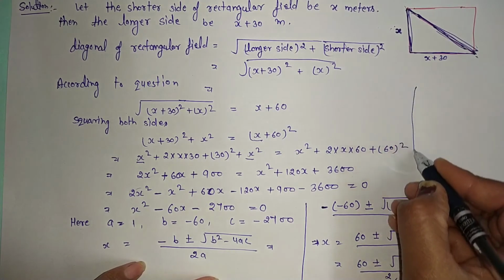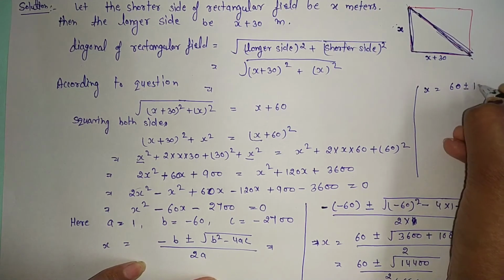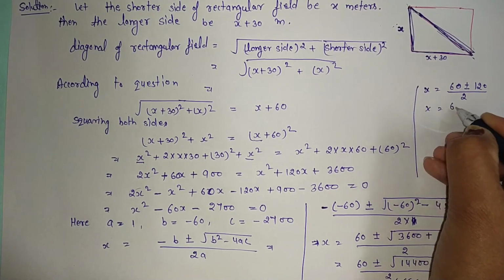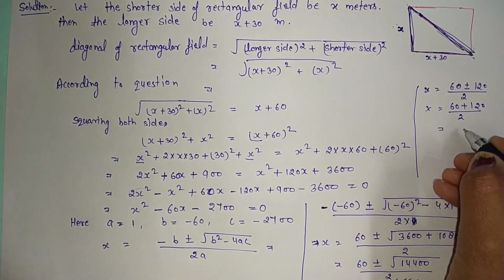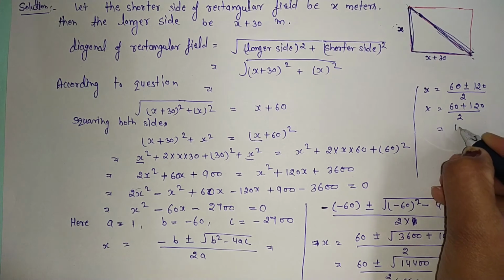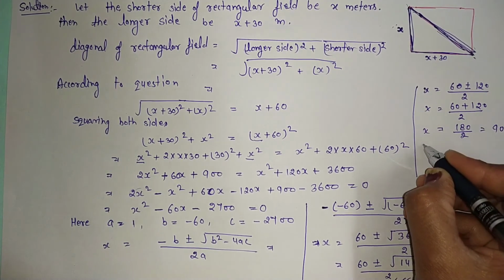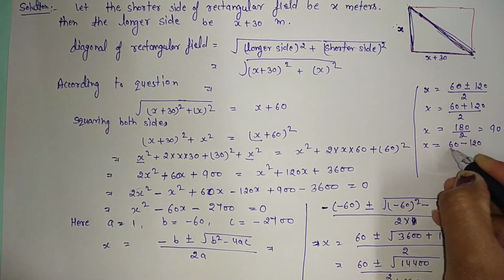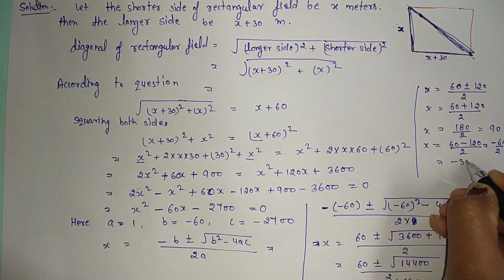And x is equal to 60 plus minus 120 divided by 2. By taking the positive sign, x equals 60 plus 120 divided by 2, and 60 plus 120 becomes 180 divided by 2, and we get 90. X equals 90. By taking the negative sign, x equals 60 minus 120 upon 2. 60 minus 120 becomes minus 60 upon 2, and minus 60 upon 2 becomes minus 30.